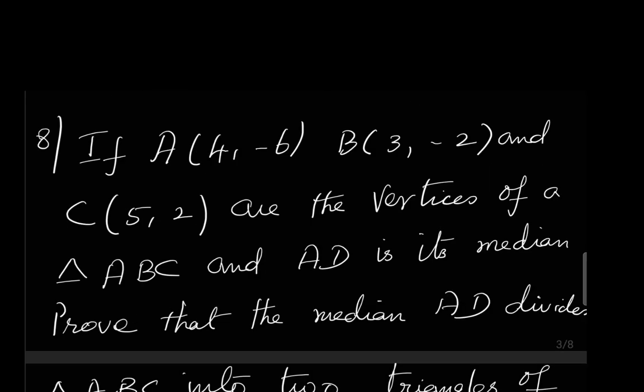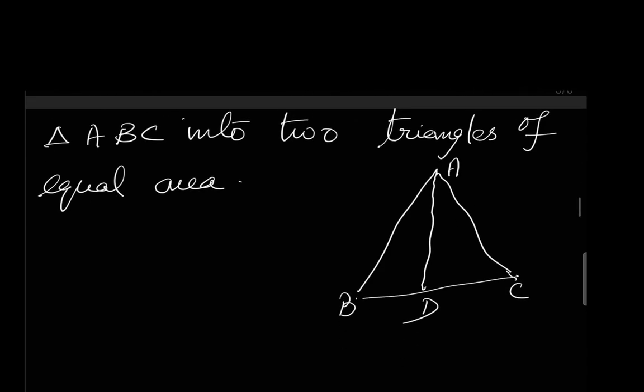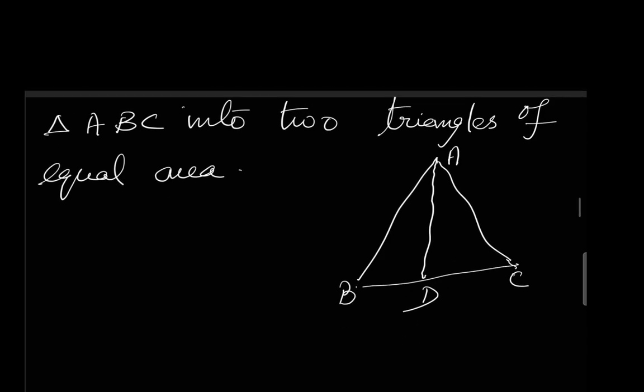See the sum. If A is (4, -6), B is (3, -2) and C is (5, 2) are the vertices of a triangle ABC and AD is its median, prove that the median AD divides the triangle ABC into two triangles of equal area.